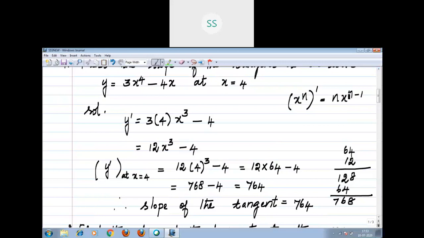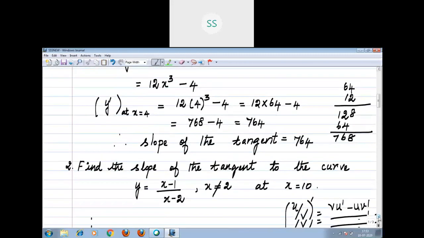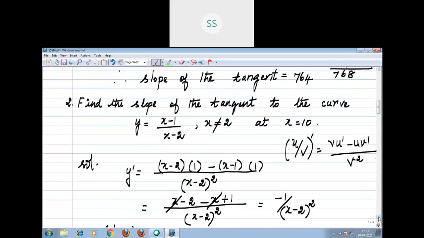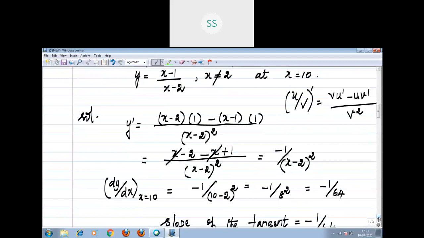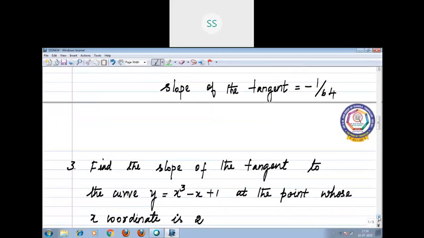Next question. Find the slope of the tangent to the curve y is equal to x minus 1 by x minus 2. Here you are applying the quotient rule: u by v the whole dash equal to v u dash minus u v dash divided by v square. You arrive at the result as minus 1 by x minus 2 the whole square. Because here the x value is 10, your answer is minus 1 by 64. Slope of the tangent equal to minus 1 by 64.